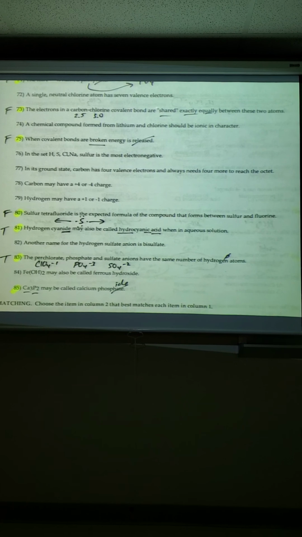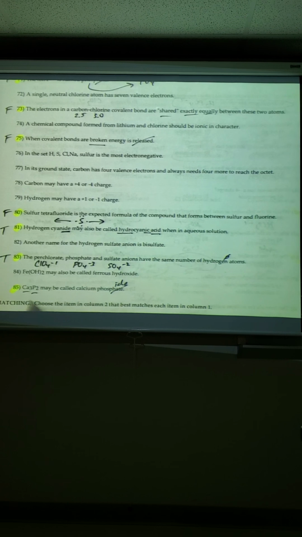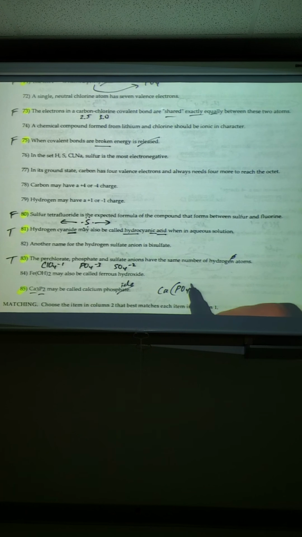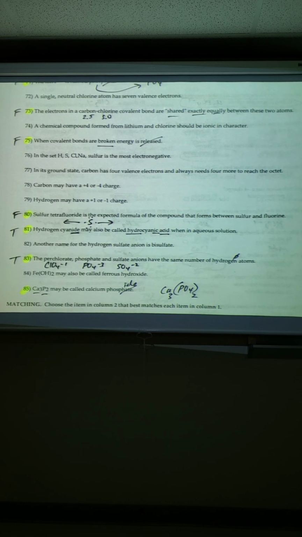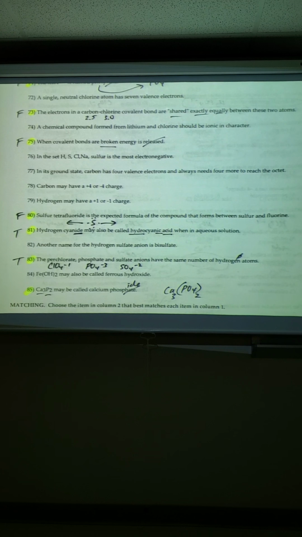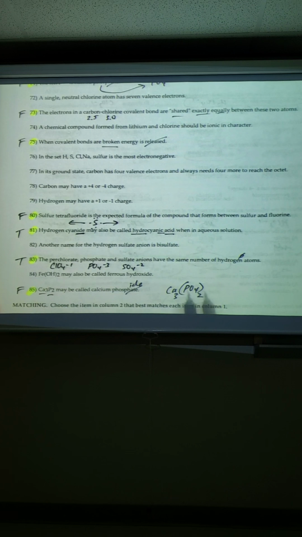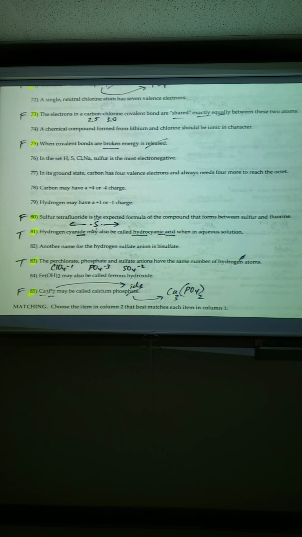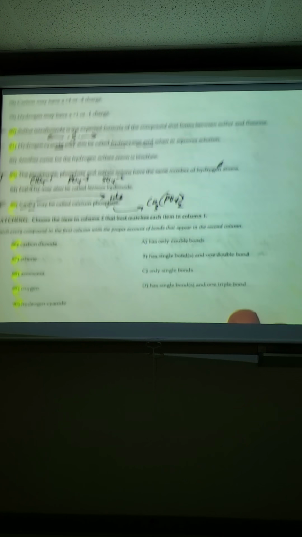This is binary, and binary ends in IDE, just like with number 71. This is calcium phosphide. Calcium phosphate would be this one. Across the 3, across the 2, much bigger, much scarier. So false there, because ATE would have been this one, but this one is the IDE binary ionic. And a little bit of practice and matching and we're done.